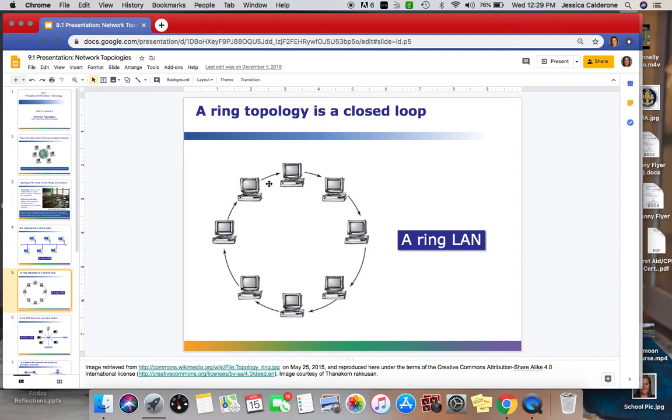A main disadvantage of this type of network is that if one computer goes down, the entire network will be impacted and cannot function. So if this computer goes down, all of these computers here are communicating through this computer to these two computers. So if this computer or node goes down, the whole network is going to be down, which is a very, very huge deal. Because of this, ring topologies are really not popular today compared to what they once were.